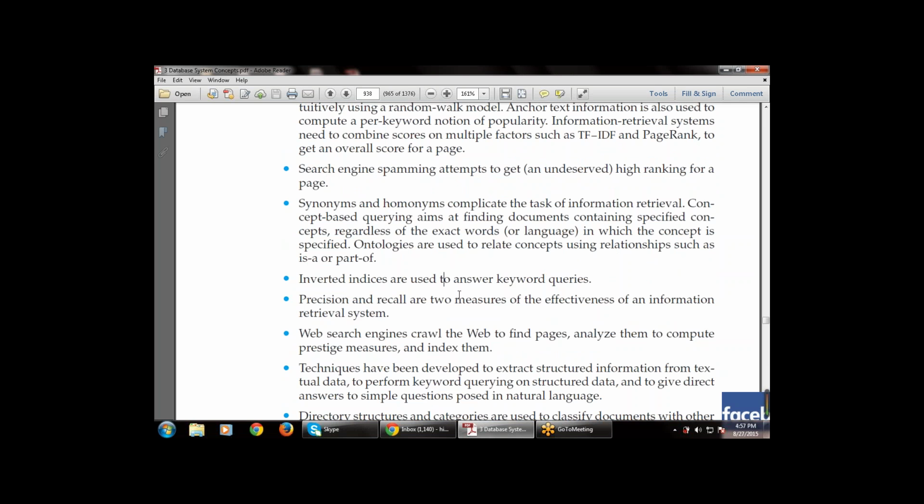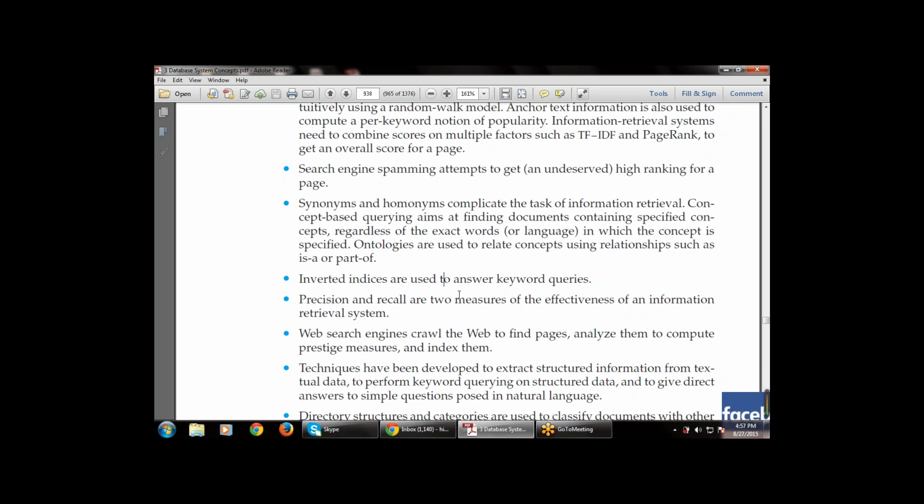Then precision and recall are two measures of the effectiveness of an information retrieval system. We also talked about the web search engine crawler, which is used to find web pages, analyze them to compute prestige measures, and index them.